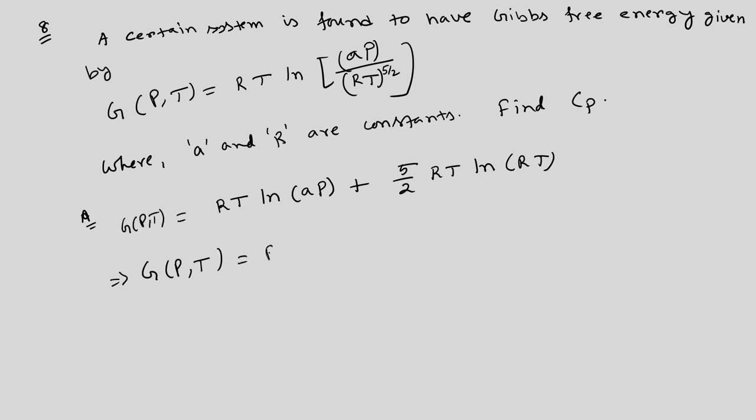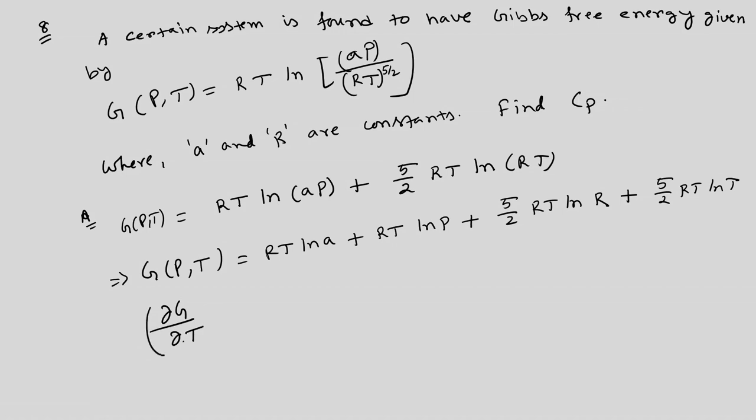G is RT ln A plus RT ln P plus 5 by 2 RT ln R, and we know del G by del T at constant pressure is minus S. That we discussed in one of our classes. So, this relationship, okay, we have the value of G here.